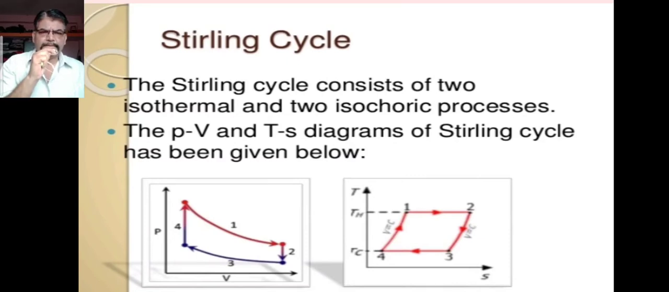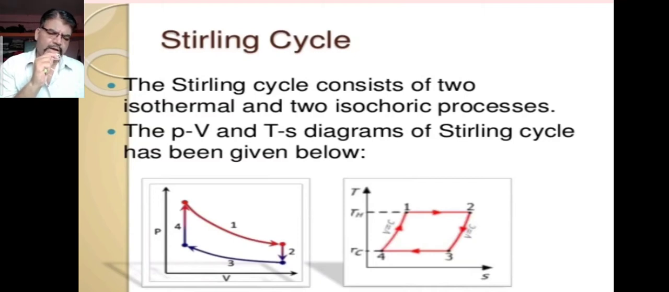The Stirling cycle consists of two isothermal and two isochoric processes. Isothermal means a constant temperature process and isochoric means a constant volume process. The PV and TS diagrams of the Stirling cycle are given below. You can see the PV diagram, how it goes from 1 to 2, 2 to 3, 3 to 4. In the PV diagram of the Stirling cycle, 1 to 2 represents isothermal expansion.